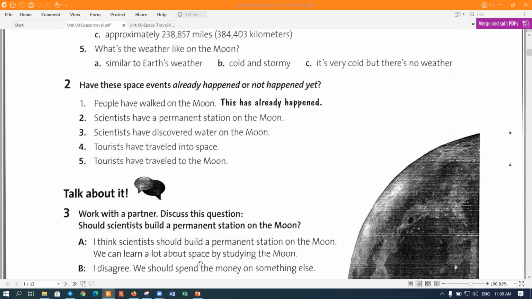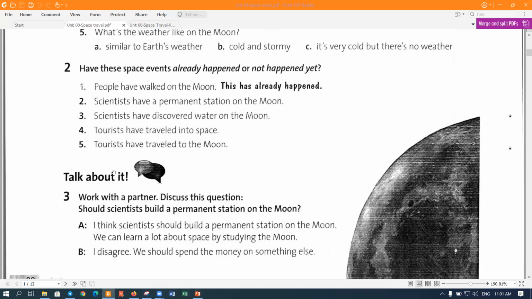Have these space events already happened or not happened yet? 1. People have walked on the moon. So you have to answer, this has already happened. If it is not, you have to answer that this has not happened yet.